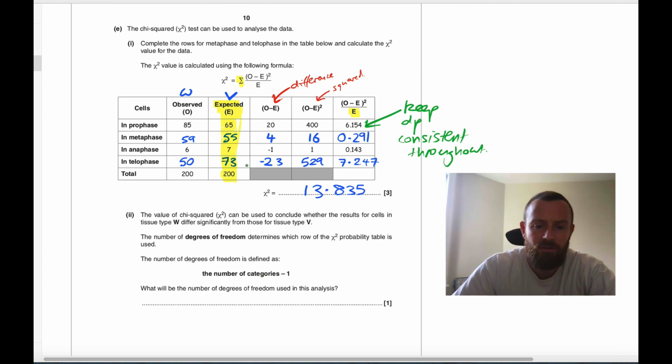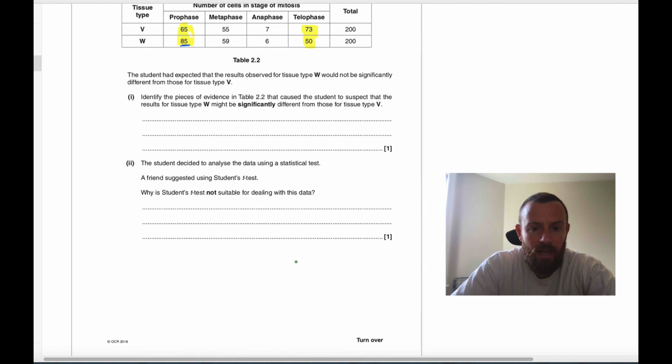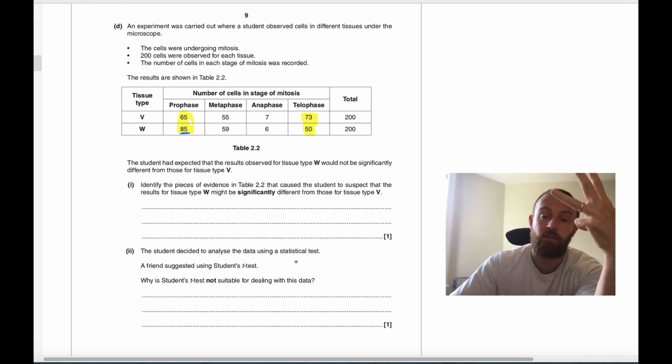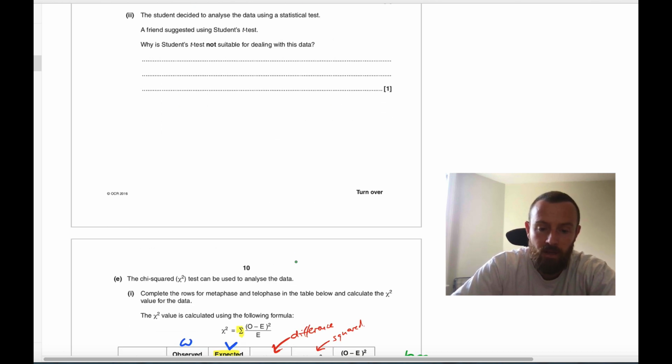So how many categories are there here? Where are the categories? Well, they're up here. The categories that you can have are prophase, metaphase, anaphase, and telophase. That's 4. So there's 4 categories, minus 1. Degrees of freedom is going to be 3.